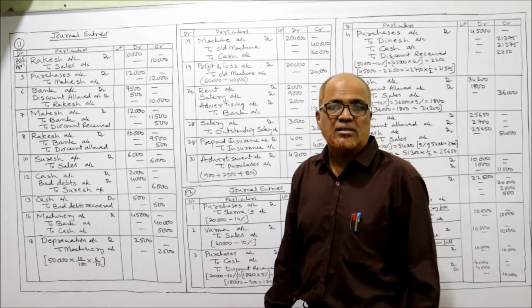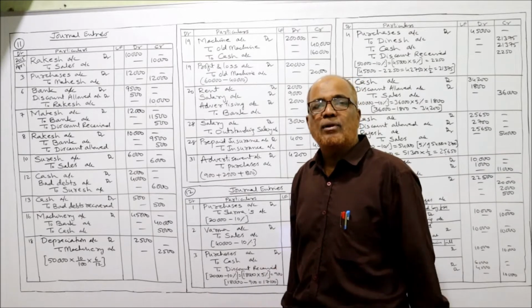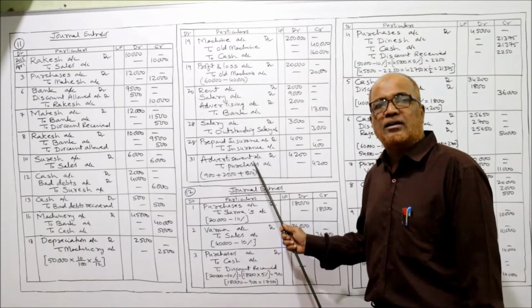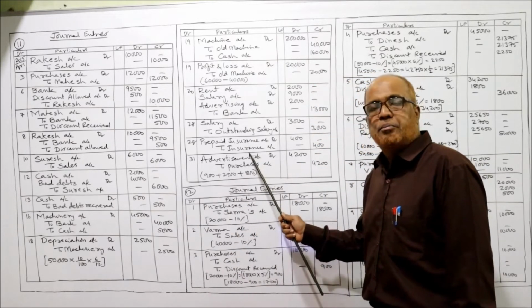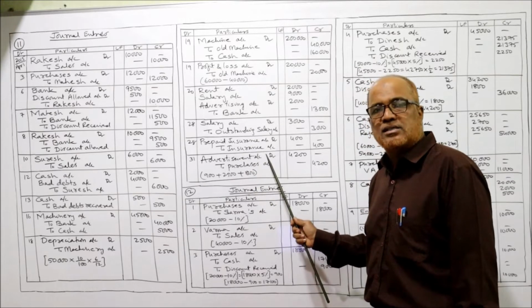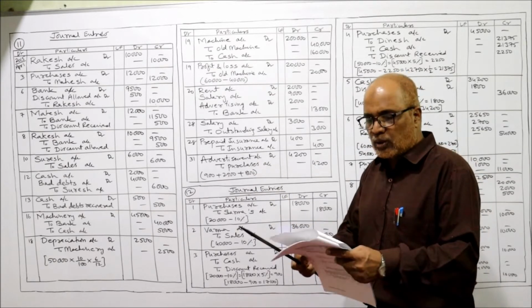And prepaid insurance 400. Prepaid means paid in advance. It's an asset. So the entry will be prepaid insurance account debit to insurance account, being the prepaid insurance.